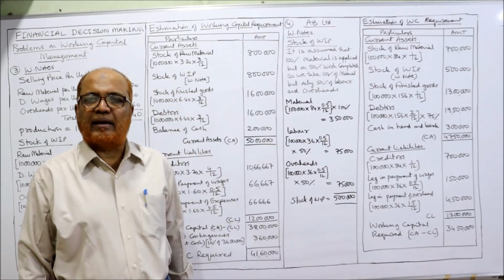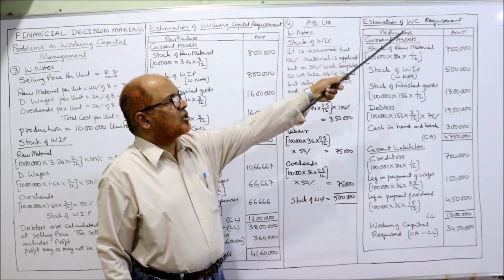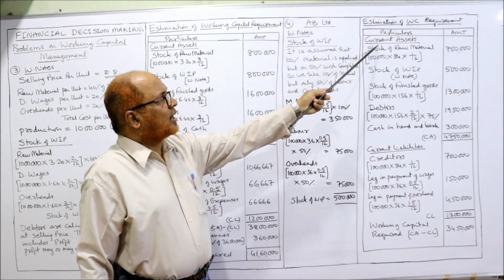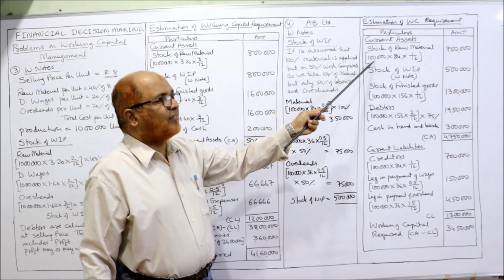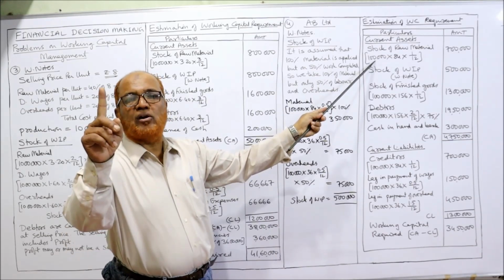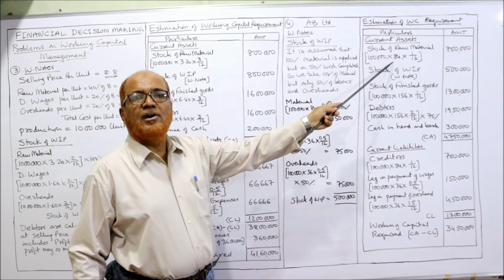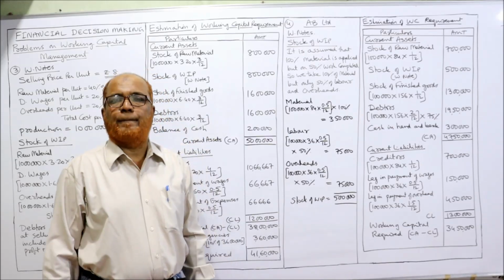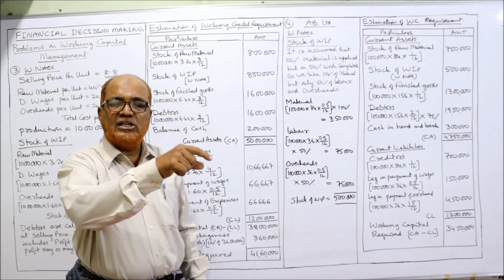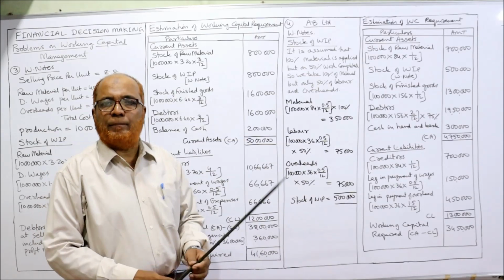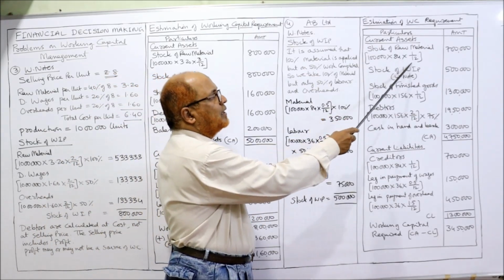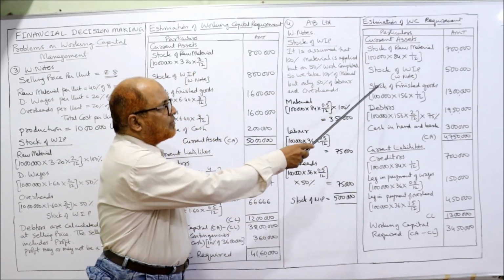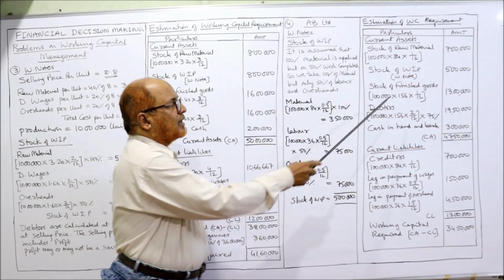In the working note we have calculated this. Now estimation of working capital requirement. Current assets. Stock of raw material. 1 lakh units. Each unit raw material cost 84 rupees. 1 month is the period of stock of raw material. Raw material is held in stock for a period of 1 month. So 1 by 12. It comes to 7 lakh. Stock of WIP, just now we have calculated, 5 lakh.